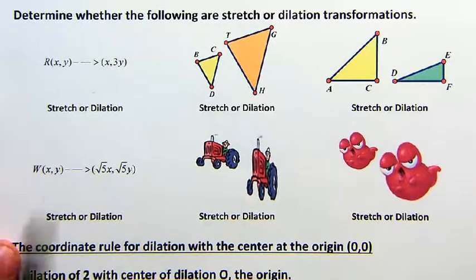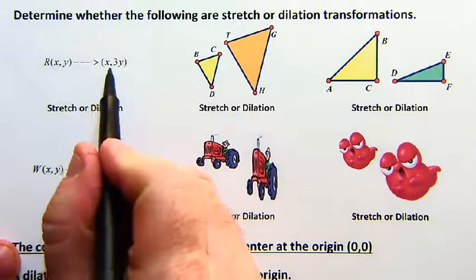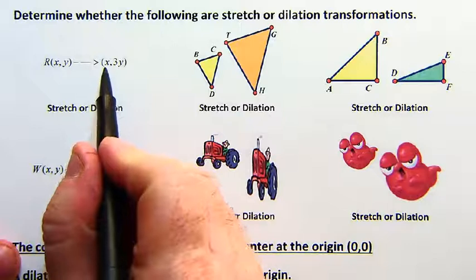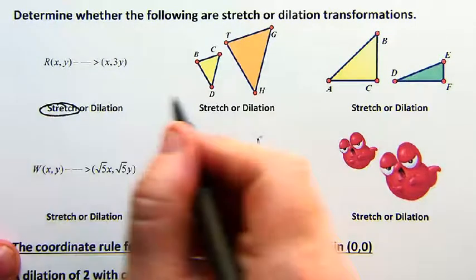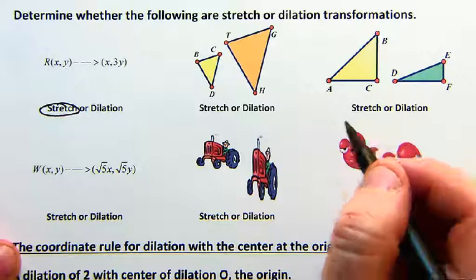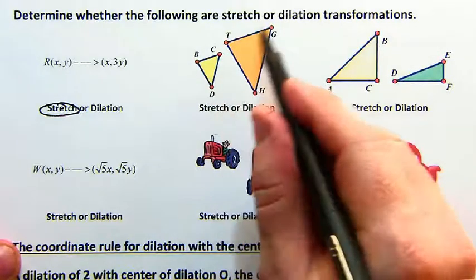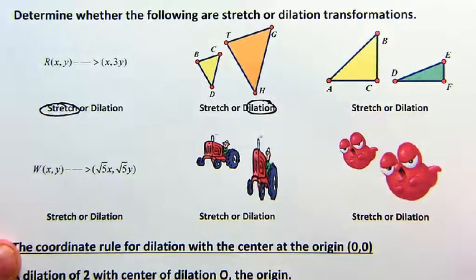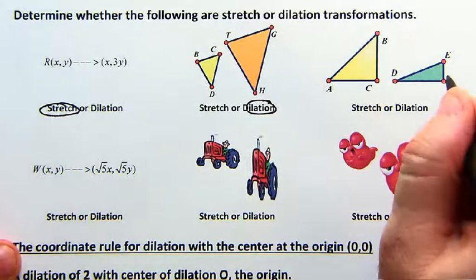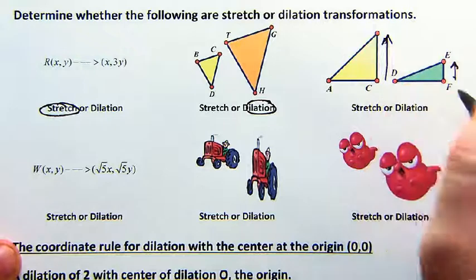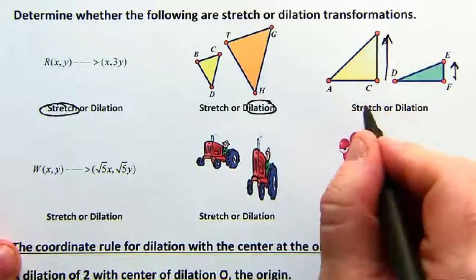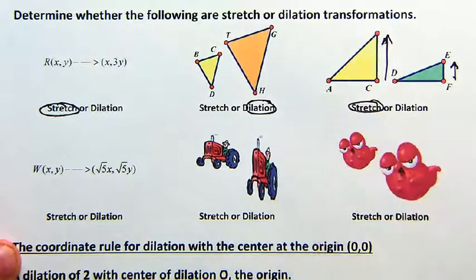Now, in a coordinate rule, I can tell that this is a stretch because one dimension is being multiplied by 1 and the other's by 3. So one's going to grow and one's going to stay the same. Here we see the same proportionality. This is a dilation. This looks like our height has obviously changed, either shrunk or enlarged, but the other dimension hasn't. Again, that would be a stretch.